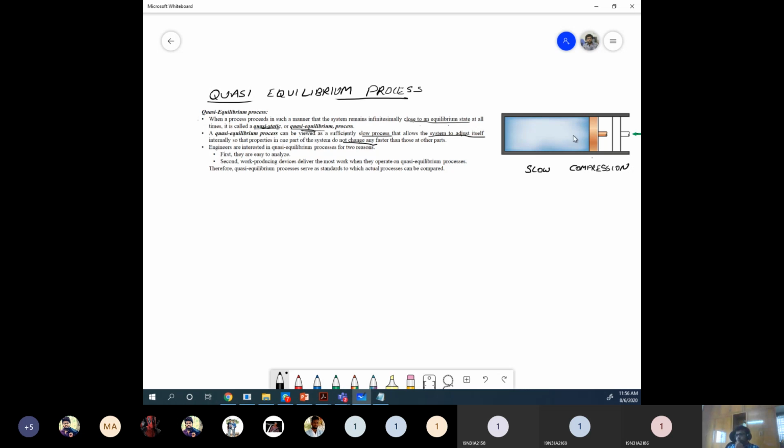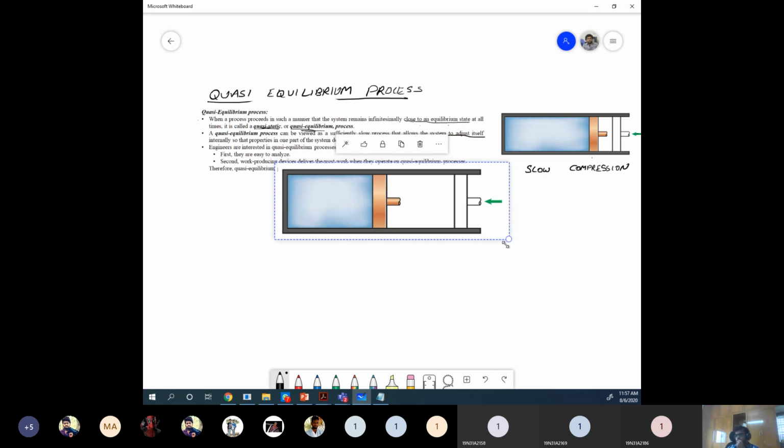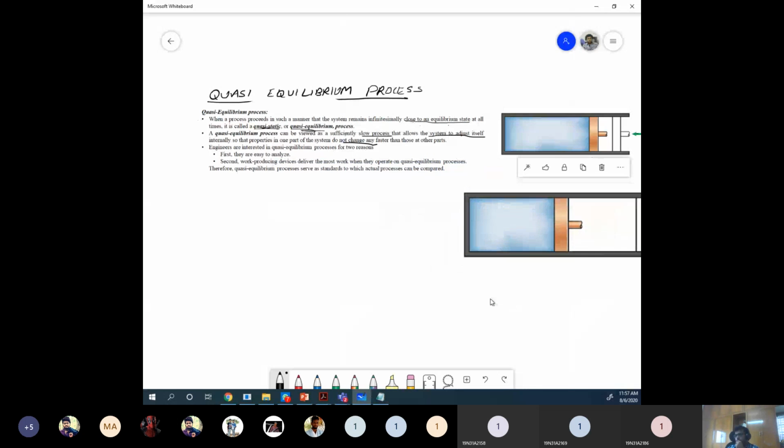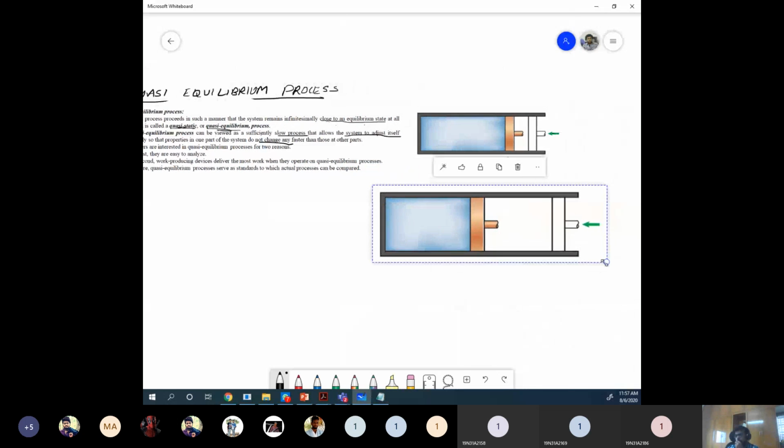Here, if you are doing some sudden compression, let's say you have suddenly moved it this far. Let me paste it here. Instead of moving it slowly, in the same time you have moved it this far. So what happens?